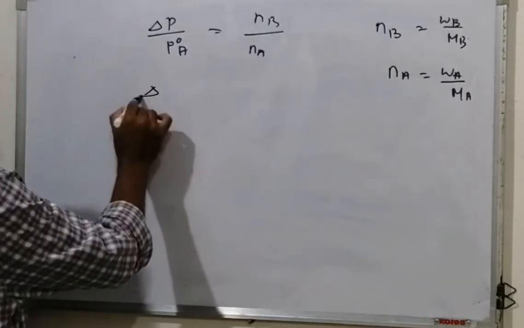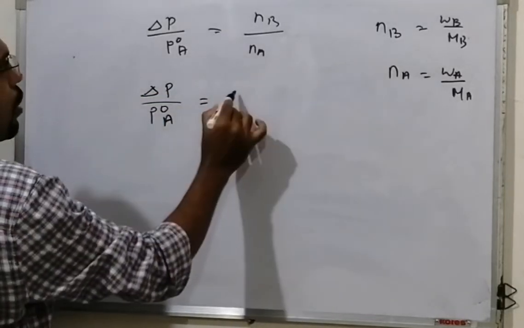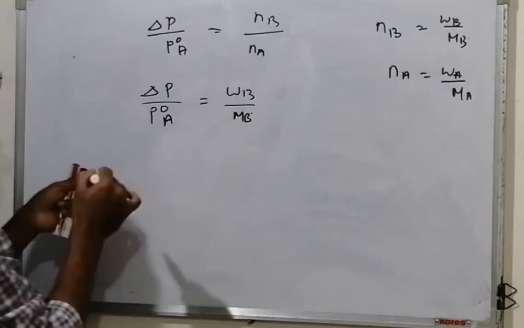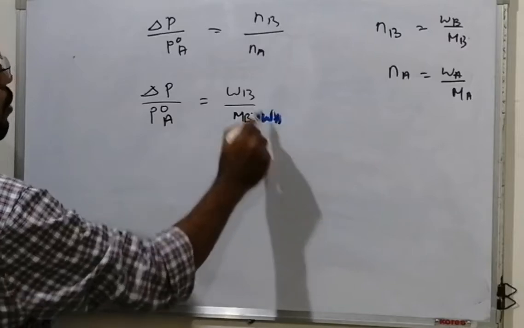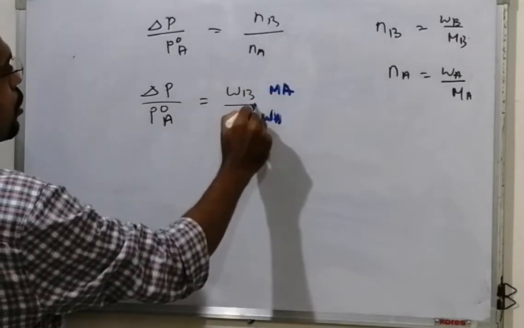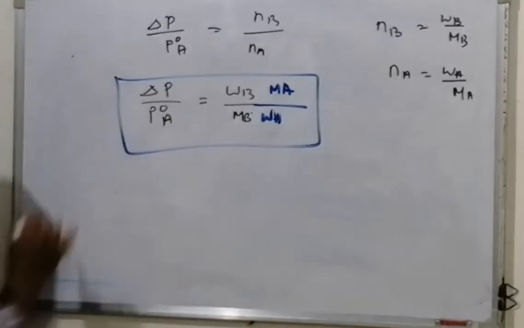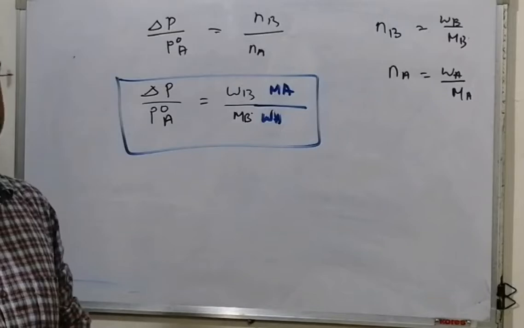Finally you will get delta P divided by P0A is equal to WB divided by MB. What is NA? WA divided by MA. Therefore, MA will be in the numerator. This is the equation you can use for solving numericals.